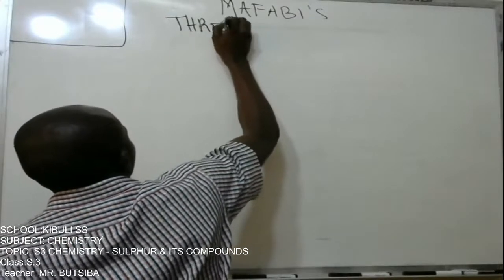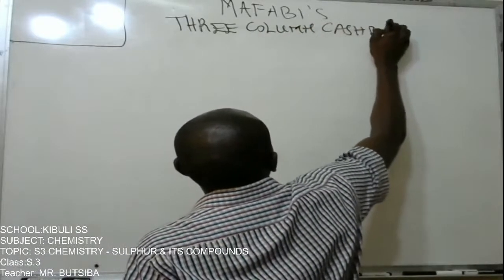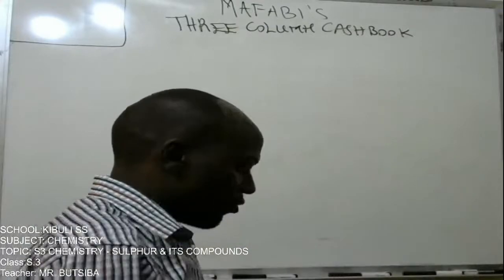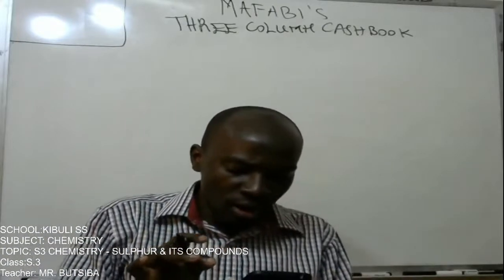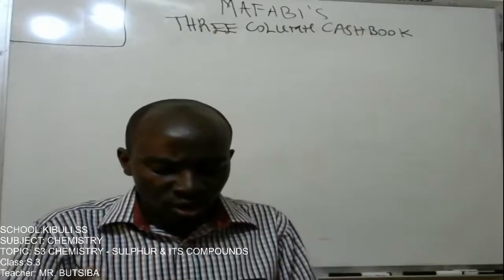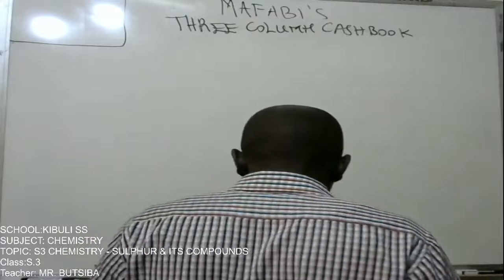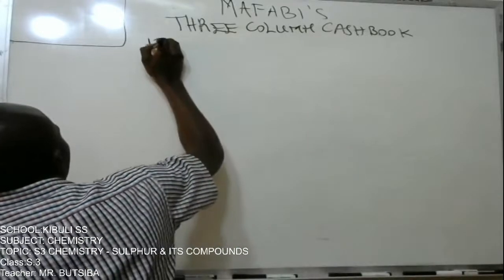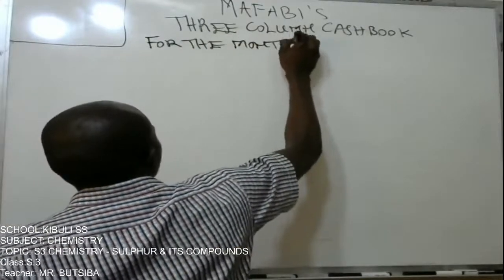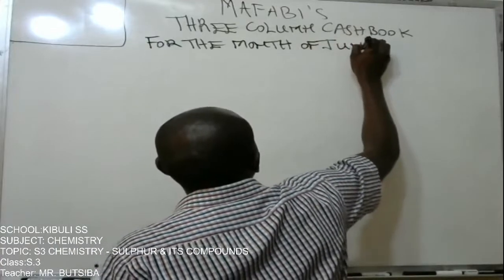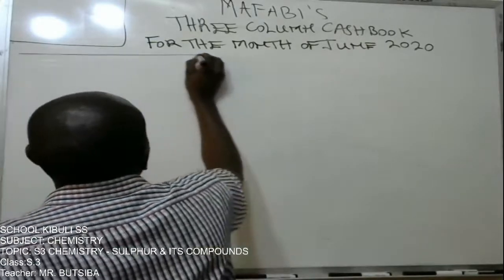Then you need to look for the period. And then it says balance it off with the discount accounts in the general ledger as on June 6, 2020. So implying that now the month we are dealing with is the month of June. So you say, for the month of June 2020.